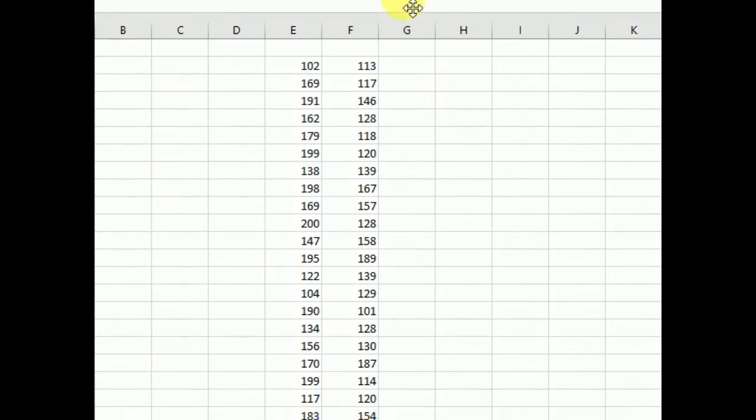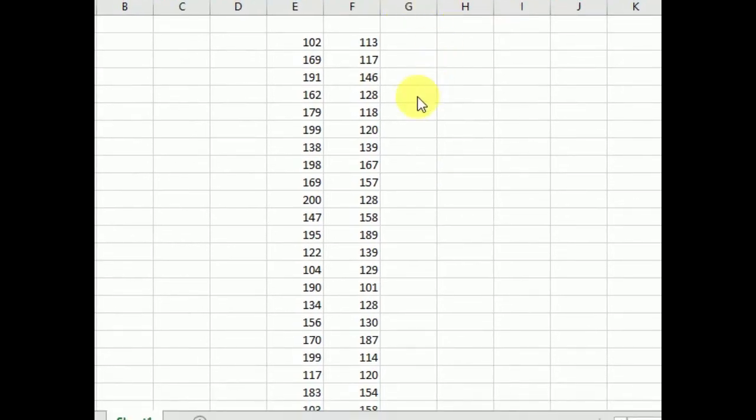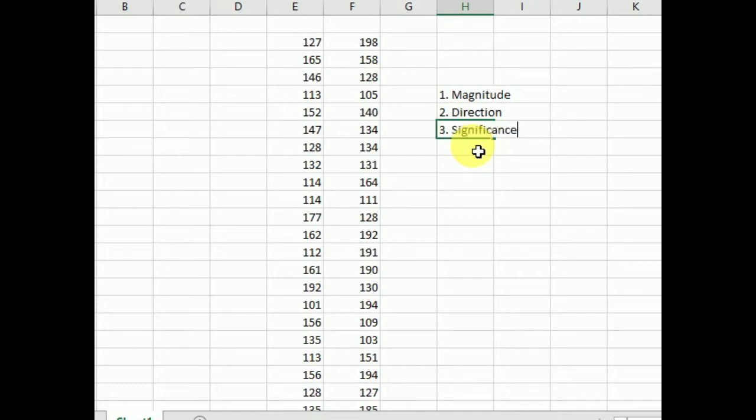So there are four things that you have to understand in correlation. I'm going to put them here. First is the magnitude of the relationship. Two is the direction. Don't mind the numbers on the left because it's randomized. Third is the significance. And then the fourth is the determination.